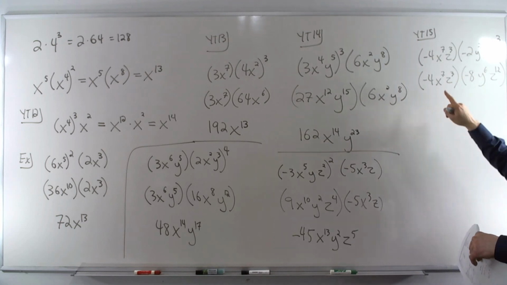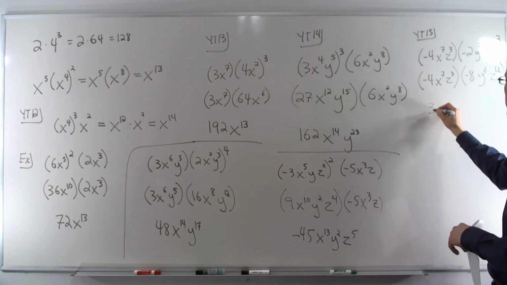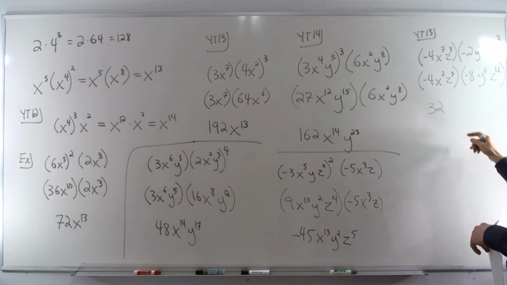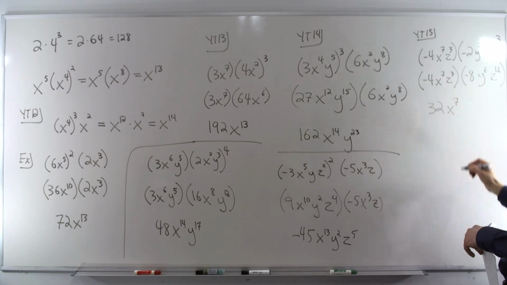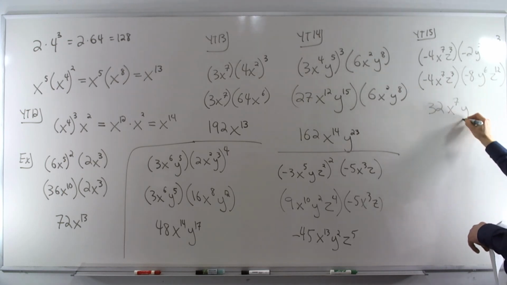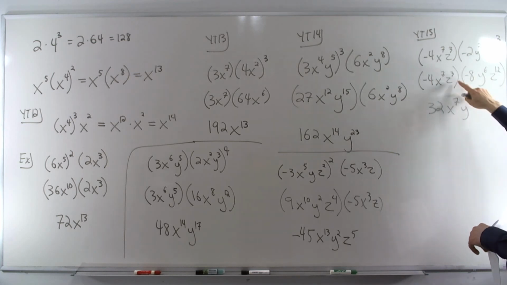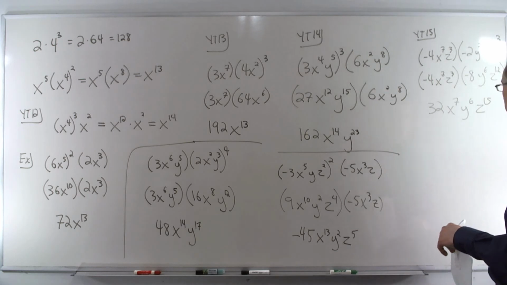Now we'll multiply the coefficients. Negative 4 times negative 8. Negative times negative is a positive, so we get positive 32. There's nothing to combine the x's with, so we'll leave that as x to the 7th power. Nothing to combine the y's with, so that stays y to the 6th. And we'll combine the z's. 3 plus 12 is 15, so we get z to the 15th power.